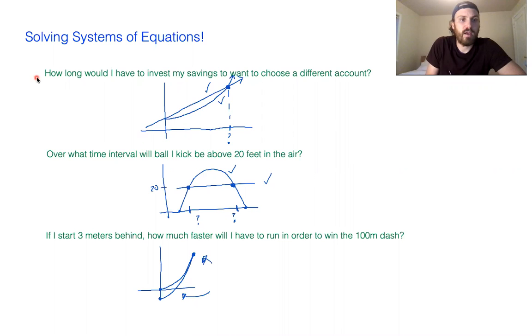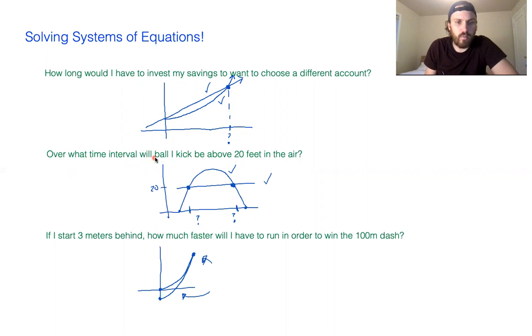So a question we might ask is, how long would I have to invest my savings to want to choose a different account? You might think, maybe I'm starting with a certain amount of savings and one bank gives me a constant rate that's a little higher at the beginning, but at another bank the rates are increasing as time goes along. So I want to know at what time period these two are going to intersect, so that I know whether I'm going to be able to wait long enough for this account to be worth it. Depending on how old you are and how long you're saving, it may impact which account you choose. And so finding that intersection can be important.